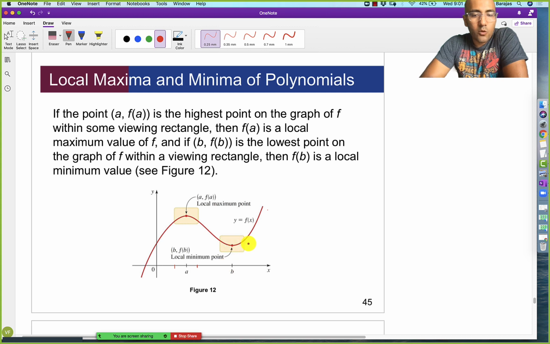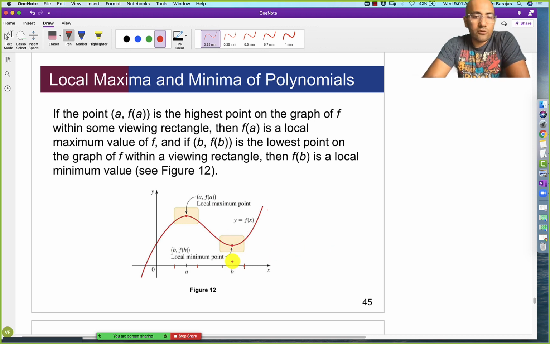And similar for a local minimum, there exists a little neighborhood, a little section of the domain that contains the value b, such that f of b is the smallest value in that neighborhood. It's not the smallest value of our function. As you can see, all these values over here are smaller than f of b, but there exists this little neighborhood such that any other value you choose near b, when you evaluate the function, f of b is always the smallest in that neighborhood.